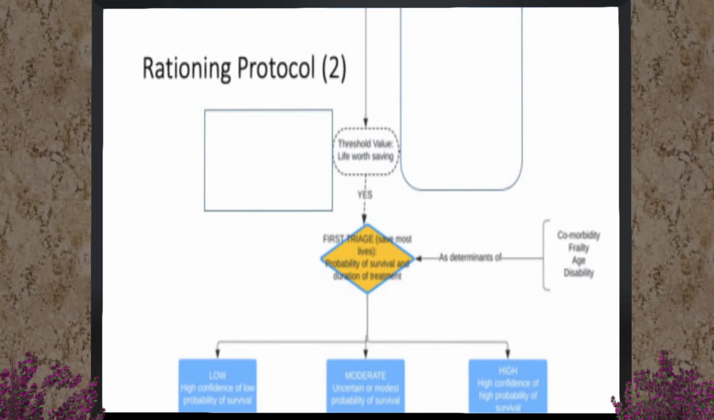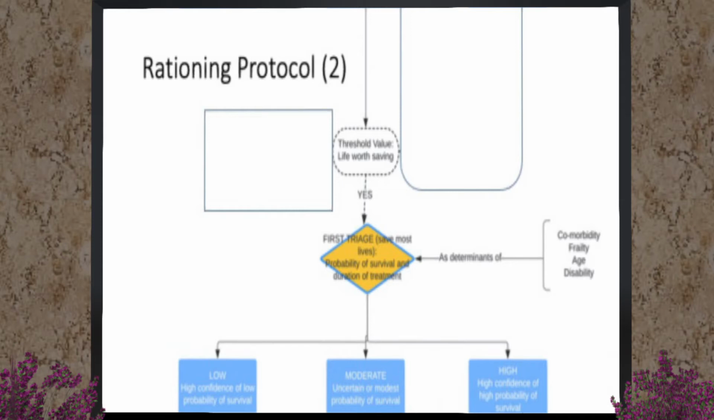Notice the inputs to this decision. Those inputs are comorbidities, that's other types of diseases or situations, physical condition that they have, frailty, age, and disability. Those are all determinants of a person's probability of survival. And there are 3 potential categories that you might fall into. Some people are in the low category. That's on the left side, the little blue box on the left side, because we have a high confidence that they have a low probability of survival. We don't think they're going to survive, even if we treat them.